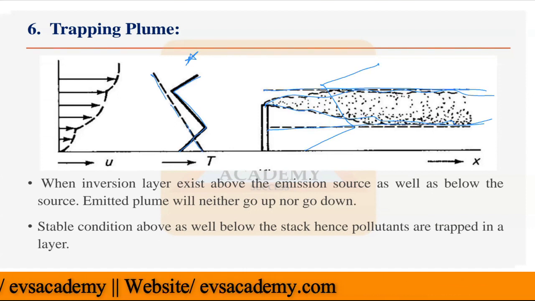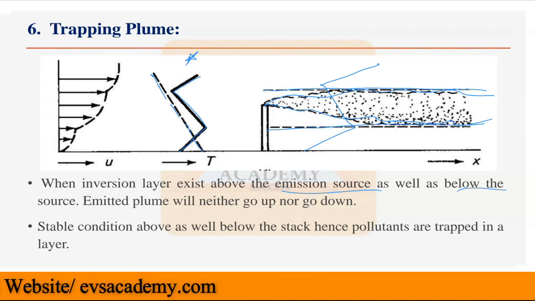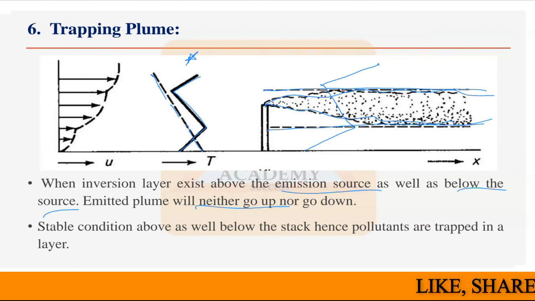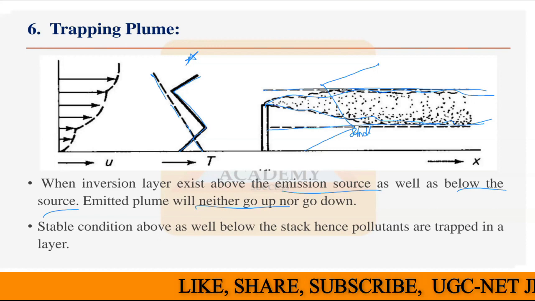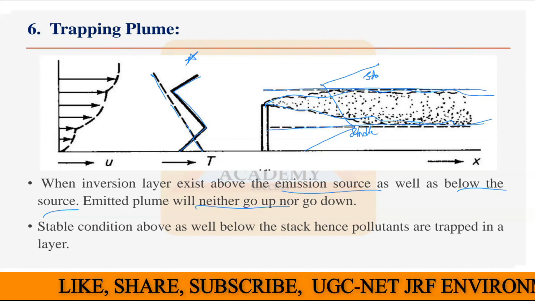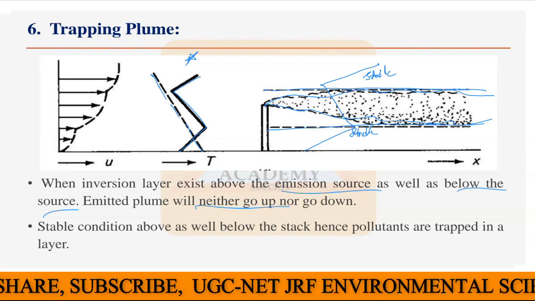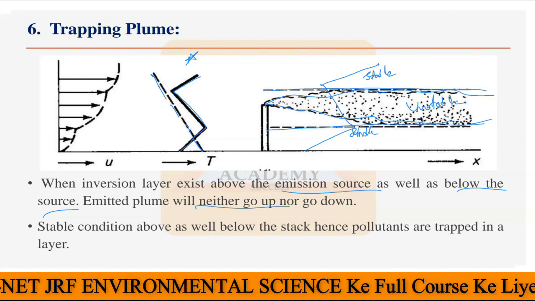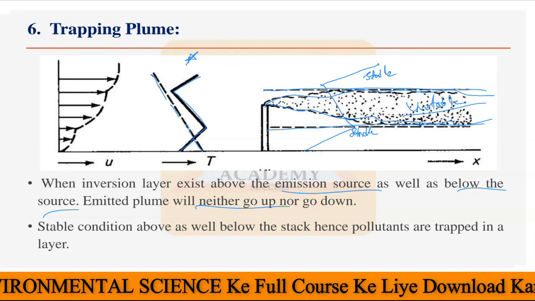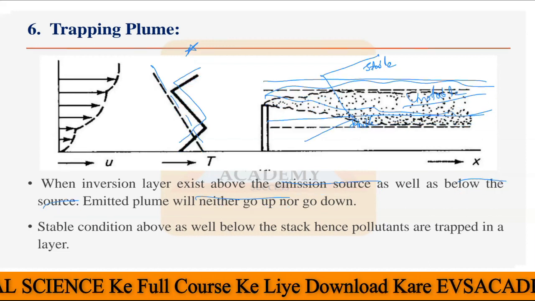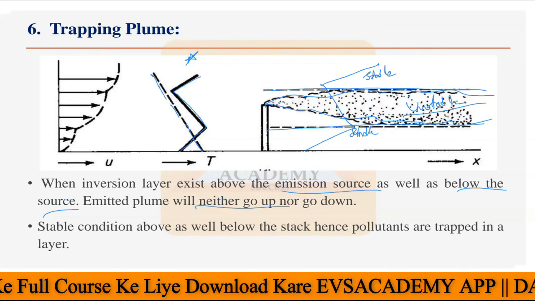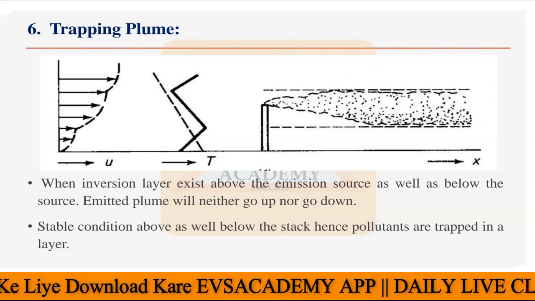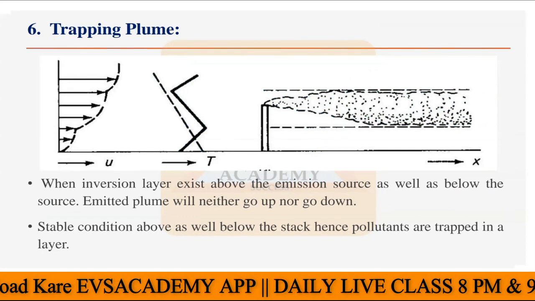So when an inversion layer exists above the emission source as well as below the emission source, the emitted plume will neither go up nor go down. Stable condition above as well as below this stack, because this is inversion. In the inversion, I have told you there is a stable condition, and only in between the two layers is the unstable condition. Trapped in that particular unstable layer. So this is what the trapping plume is. So I hope all 6 types of plumes are very clear to you right now.